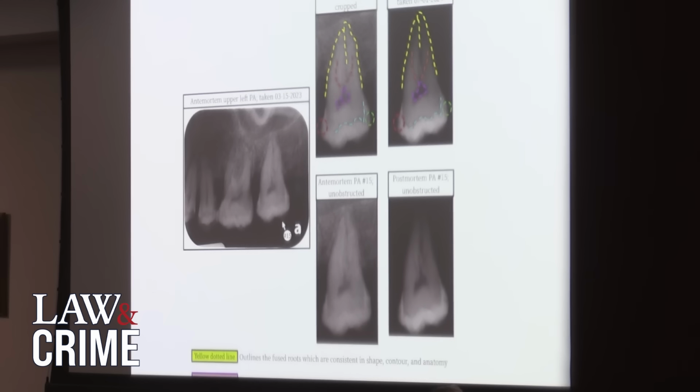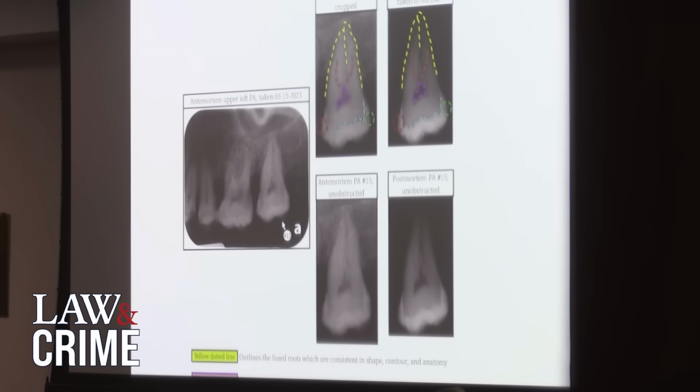And then the blue dotted line is the topography of the cemento-enamel junction, which is just the junction between the 2 different minerals of the tooth. You got your enamel around the outside. If you were to strip all the enamel off of a tooth, what you're left with is something called dentin. And that junction between the dentin and the enamel, you can trace and track along. And that was also very consistent.